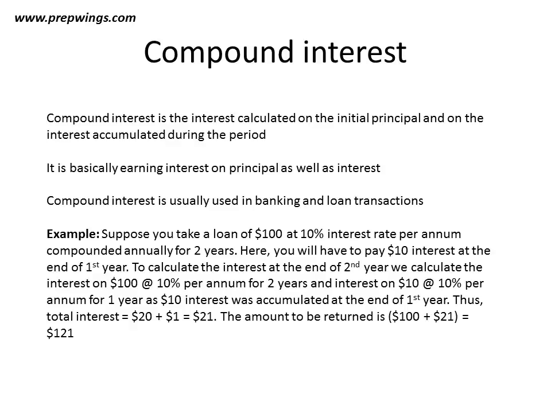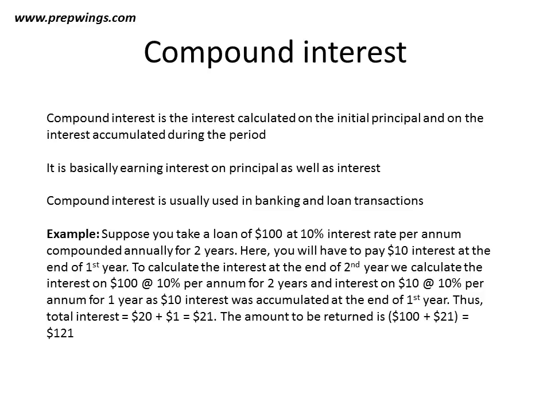So an example over here is shown. Suppose you take a loan of $100 at 10% interest rate per annum compounded annually for 2 years. Here you'll have to pay $10 interest at the end of first year. But to calculate the interest at the end of second year, we'll calculate the interest on $100 at 10% per annum for 2 years and interest on $10 at the rate 10% per annum for 1 year.